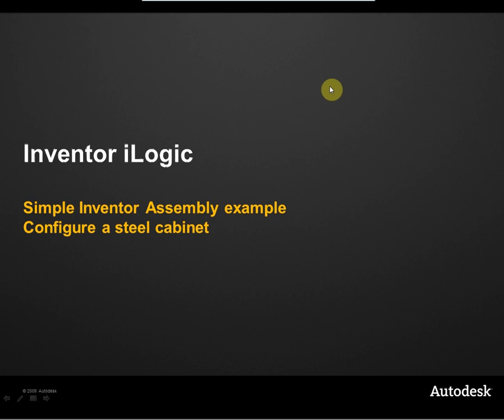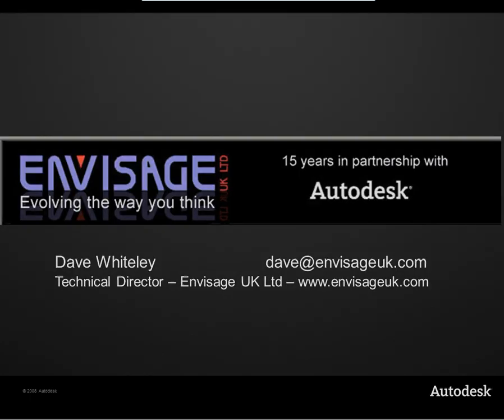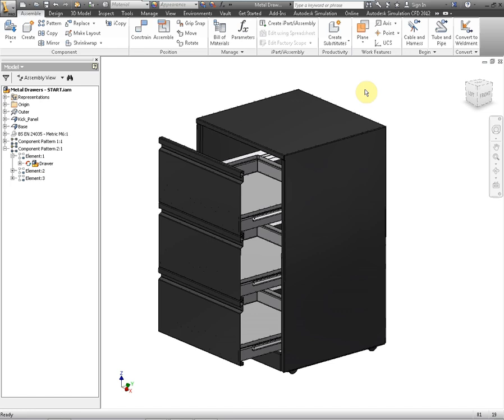Of driving an assembly using iLogic of a steel cabinet. So what we've got here is an assembly made up of a number of sheet metal parts and standard Inventor models.